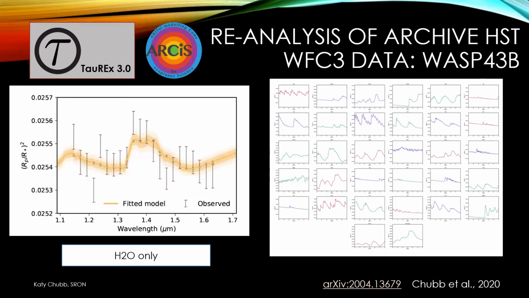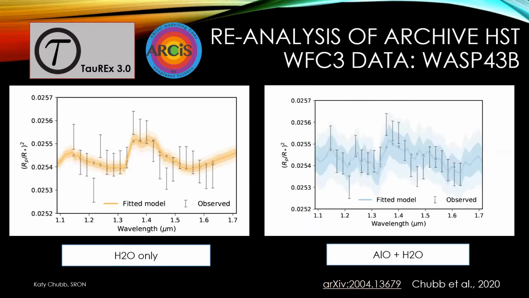When we only included a handful of species, we also found evidence for water vapor, and this was our best fit retrieval for that. But when we looked through all the other species, we found that there was some evidence to suggest that aluminium oxide, or AlO, could also be present in the atmosphere as well as H2O. You can see here that the absorption features seem to fit the data quite nicely when AlO is also included.